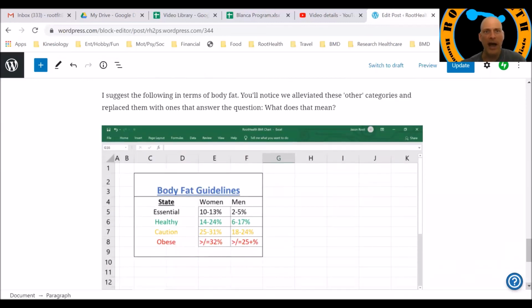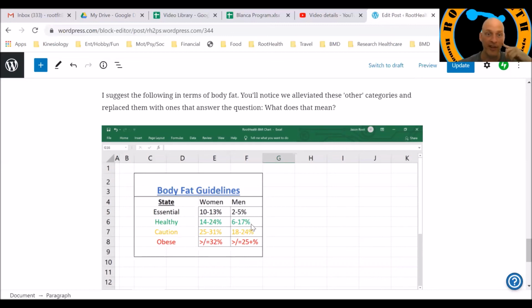And so I would suggest the following in terms of body fat. You notice that we eliminate the other categories that were in there and replace them with ones that answer the questions, what does that mean? Is it statistically related to health or is it not? So basically we correlate it with the BMI test. So the body fat and BMI can both be weighed the same by a professional.